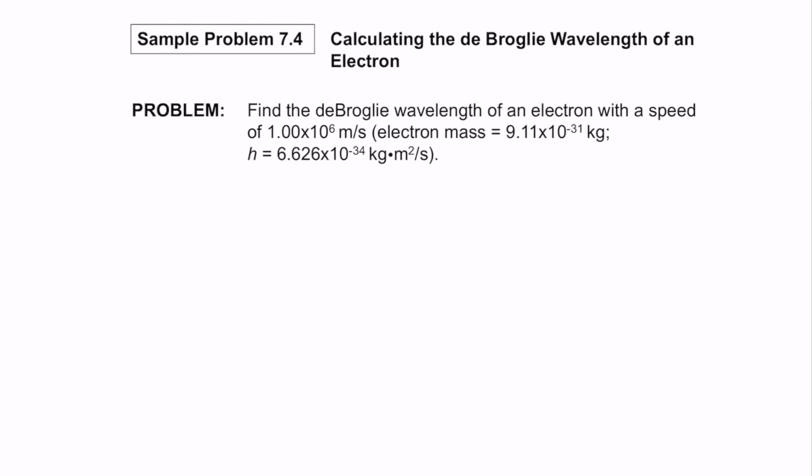So use the principle here. You have everything given. So use the formula lambda equals h by mu and try to calculate the de Broglie wavelength. So pause the video right here and try to solve this problem.